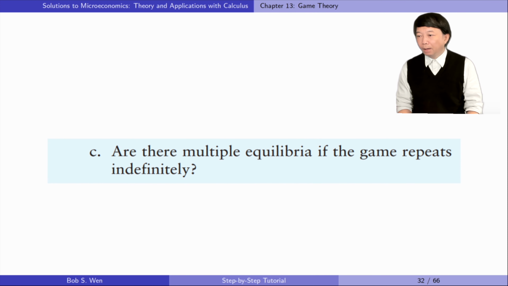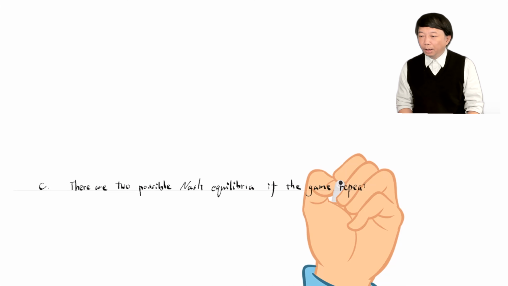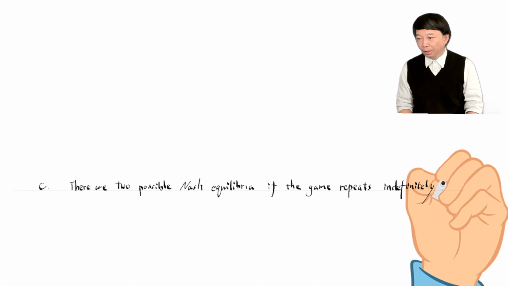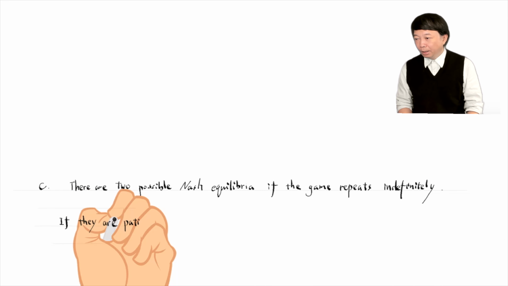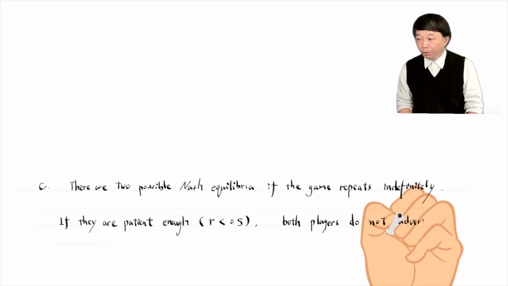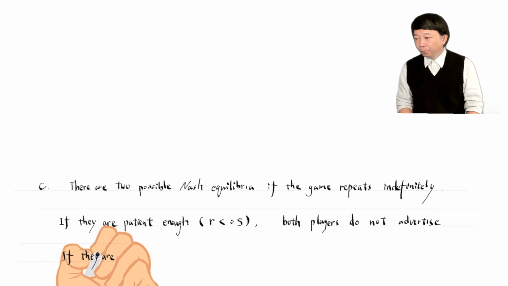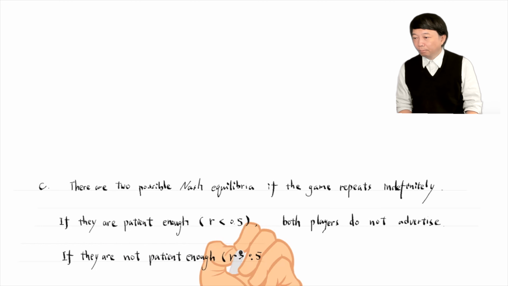In Part C, are there multiple equilibria if the game repeats indefinitely? According to the above analysis, there were 2 possible Nash equilibria if the game repeats indefinitely. If the players are patient enough or care about future profits with a depreciation rate lower than 0.5, then both do not advertise. If they are not patient enough, then both players advertise.